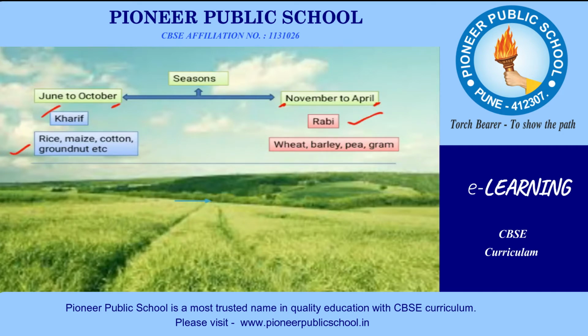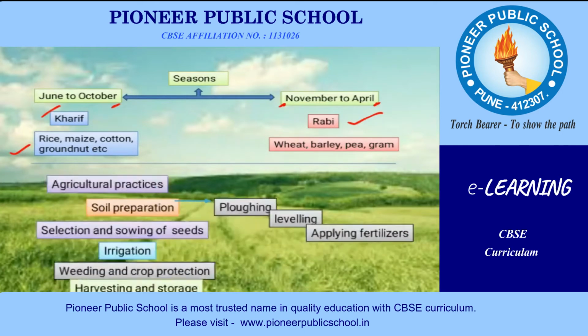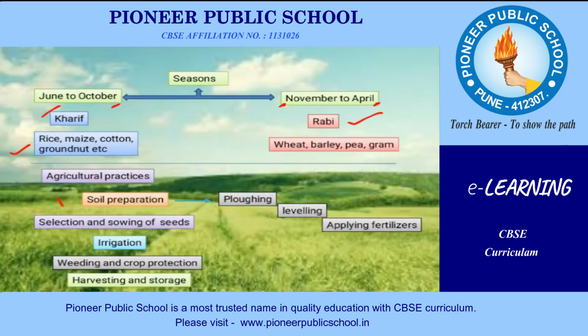Now, dear students, when farmer is working in his field throughout these two seasons, he is using different processes or practices. So, here are the agricultural practices. The first agricultural practice is soil preparation. Second is selection and sowing of seed. Third is irrigation. Fourth is called as weeding and crop protection. Fifth is harvesting and storage. Students, soil preparation is having substeps. You can say first is ploughing, second is leveling, then third is applying fertilizers. Students, we are going to study about these agricultural practices in detail.